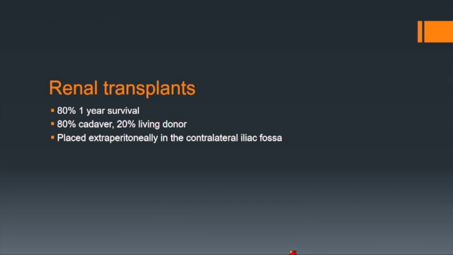Okay, renal transplants. So the one-year survival rate for renal transplants is now 80%. 80% of transplants are from cadavers and 20% are from living donors. Transplants are placed extraperitoneally in the contralateral iliac fossa.